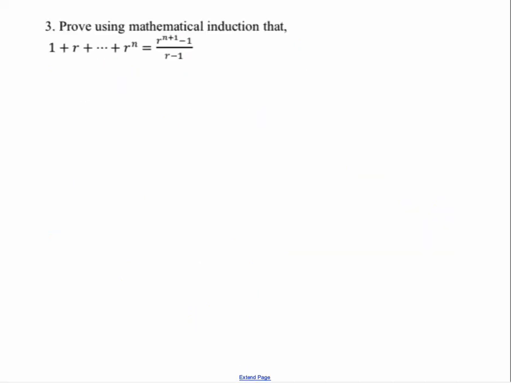Okay, next example we have proving this. This is the sum of a geometric sequence formula, it looks like. So we're going to prove that this is true. So this should also say for n in Z plus. So let's start with n equals 1.